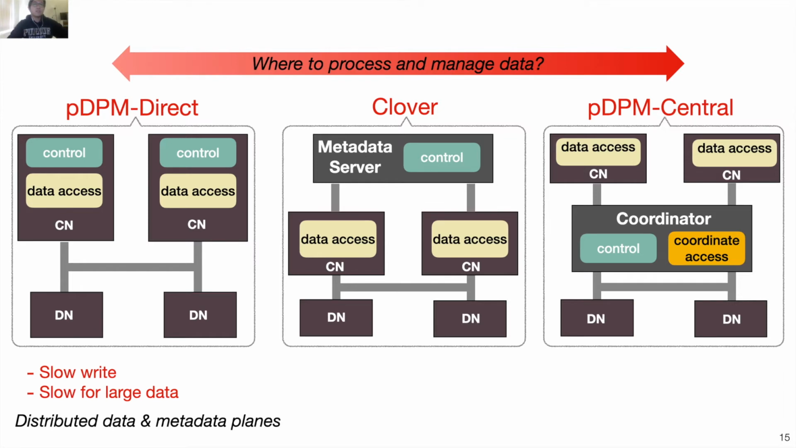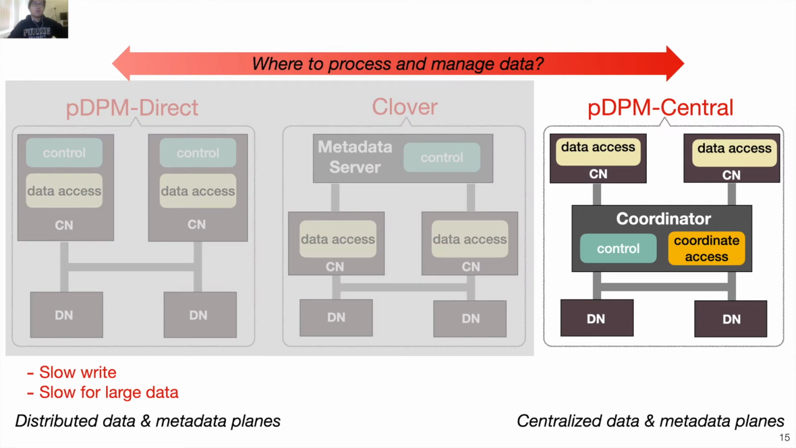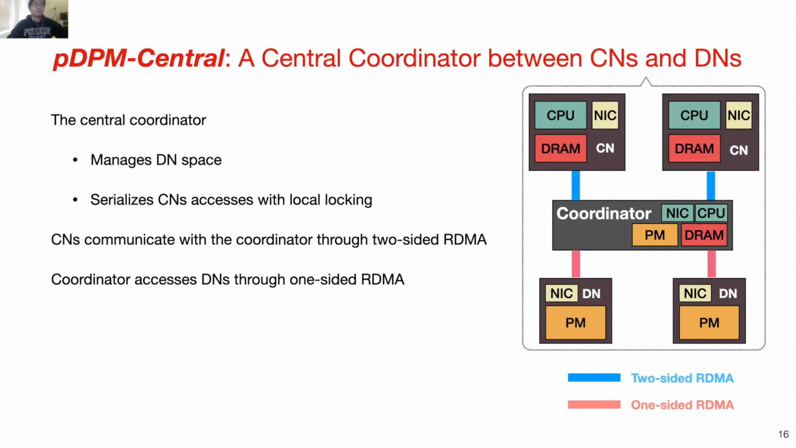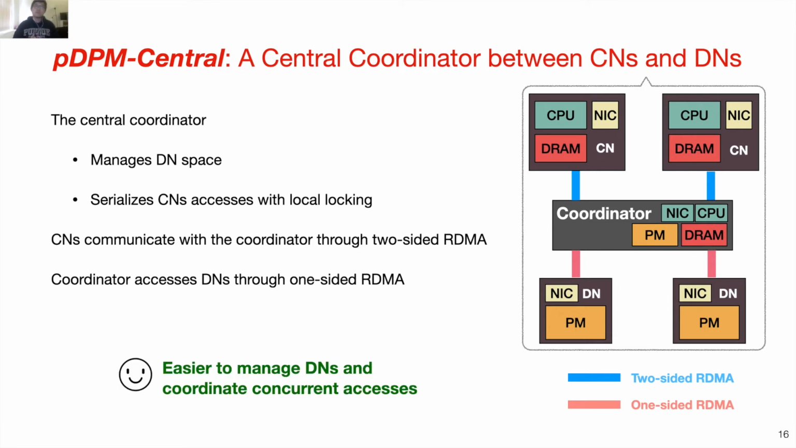In pDPM Central, we add a global coordinator to manage and serialize accesses. Let's see if this could help. The central coordinator is a full-fledged server that manages DN space and serializes data accesses. CNs communicate with the coordinator with two-sided RDMA. The coordinator communicates with DNs with one-sided RDMA. With such a centralized coordinator, it's much easier to manage DN spaces and coordinate concurrent accesses.